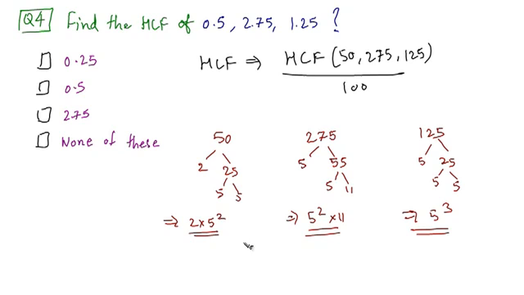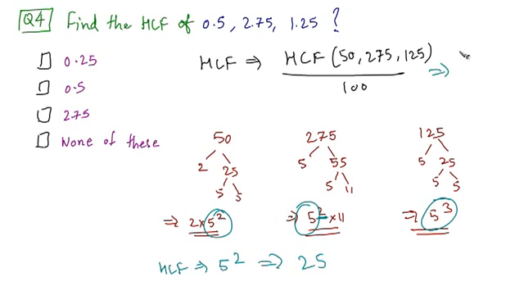Now I have already calculated the prime factors of each number for you. HCF is equal to the product of common prime factors with the lowest power. So the common prime factor here is 5 and the lowest power is 2. So the answer is 5 raised to 2, the HCF of these three numbers, 50, 275 and 125, and this comes out to be 25. But our final answer is this HCF divided by 100, so that is 25 divided by 100, and that comes out as 0.25. So our correct option is option A.